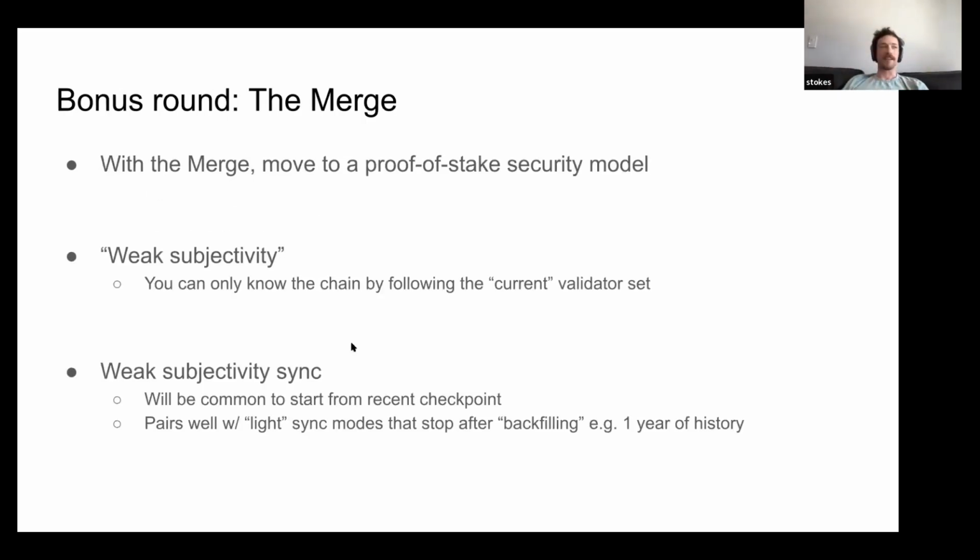On top of everything I've said, there's now a bonus round, which is the merge. What happens with the merge is that we move to this proof of stake security model. Part of what that means is that we now have this notion of weak subjectivity, where basically, as someone who follows the proof of stake chain, unless I'm following the recent validator set, I actually wouldn't be able to tell the right chain.